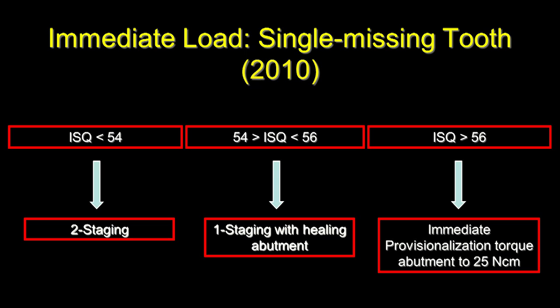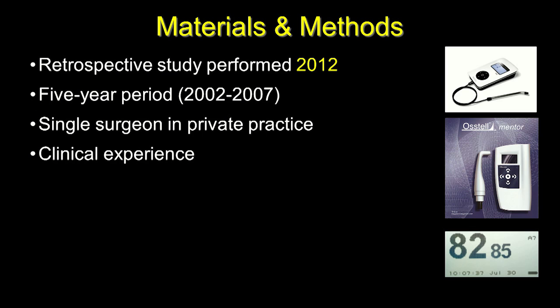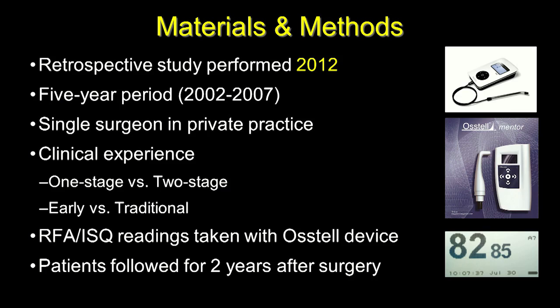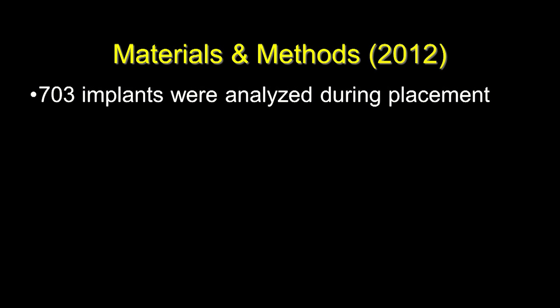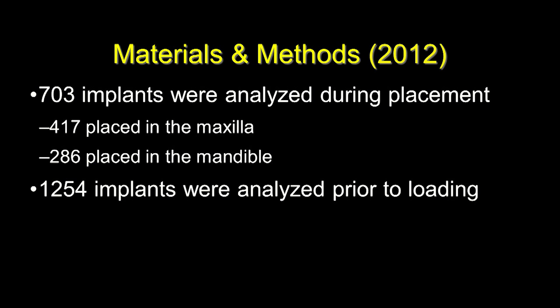So, giving you kind of an advanced look at what we're going to be presenting at the 28th Academy of Osseointegration meeting coming up in 2013, we looked at the same numbers again and tried to even develop a further, more substantive cutoff value. So here we had a few drop out from the initial study, so there were 703 implants reported on for placement, again the majority being placed in the maxilla, and now 1,254 implants for loading purposes. So again, a few of our patients have dropped out of that study.